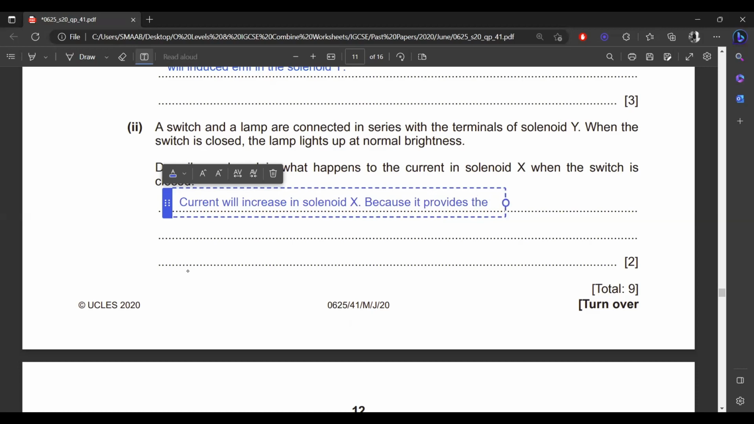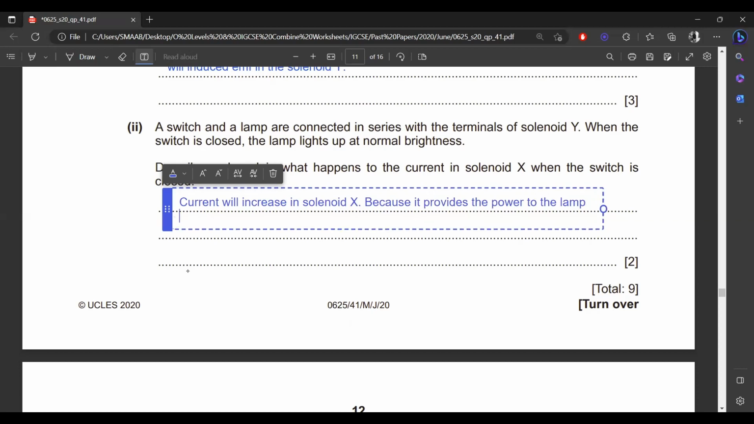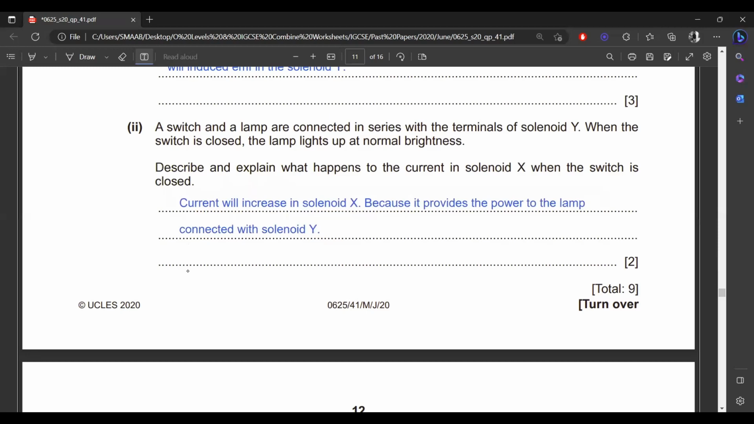It provides the power to the lamp connected with solenoid Y. Okay. Yes. Okay, so this is the first question of this year, May June variant 1.